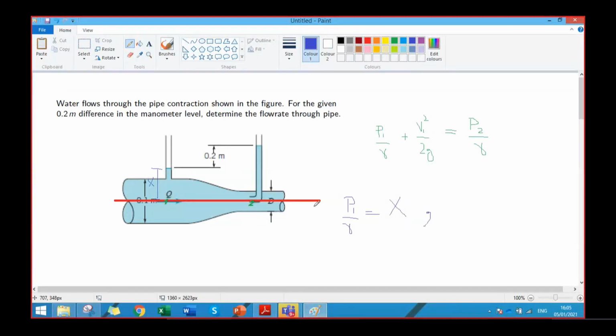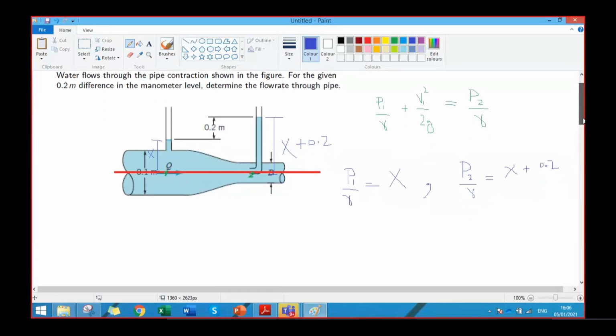Then the reading here in the pitot tube is equal to X plus 0.2, right? And this would be equivalent to P2 by gamma. So P2 by gamma is X plus 0.2. So basically V1 square by 2g equals 0.2, right?